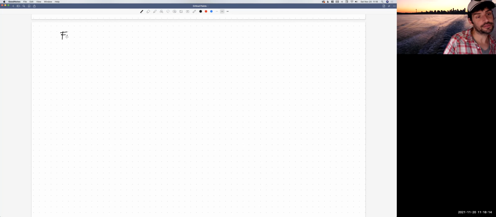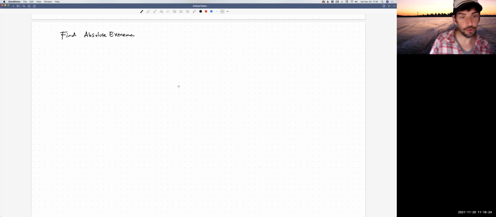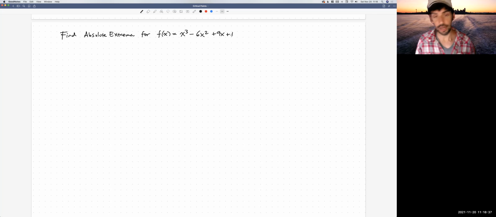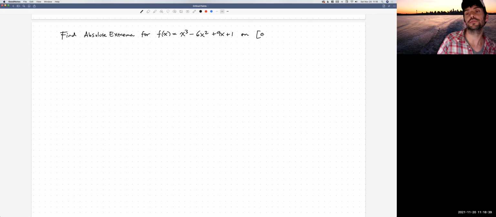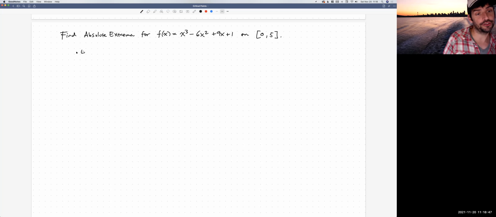Let's find the absolute extrema, absolute max and mins for f of x equals x cubed minus 6x squared plus 9x plus 1 on our closed and bounded interval 0, 5. Okay, so we're just going to follow that strategy. Step 1 was evaluate the endpoints.